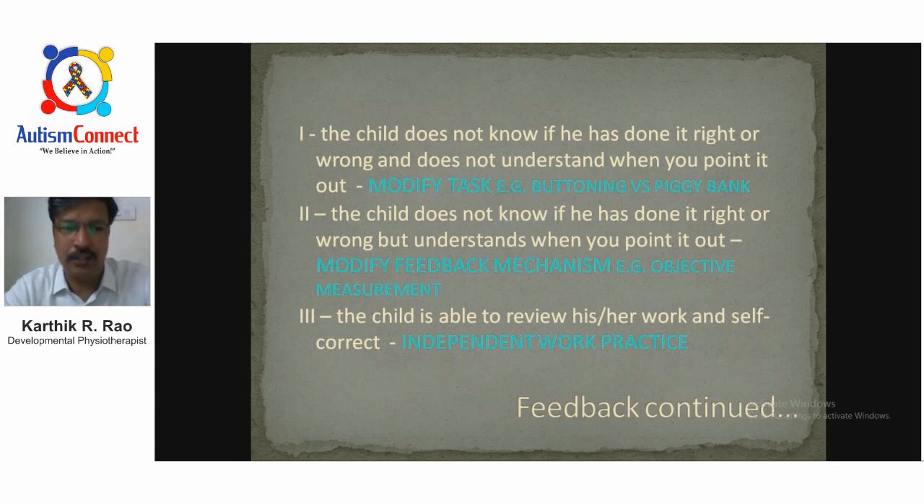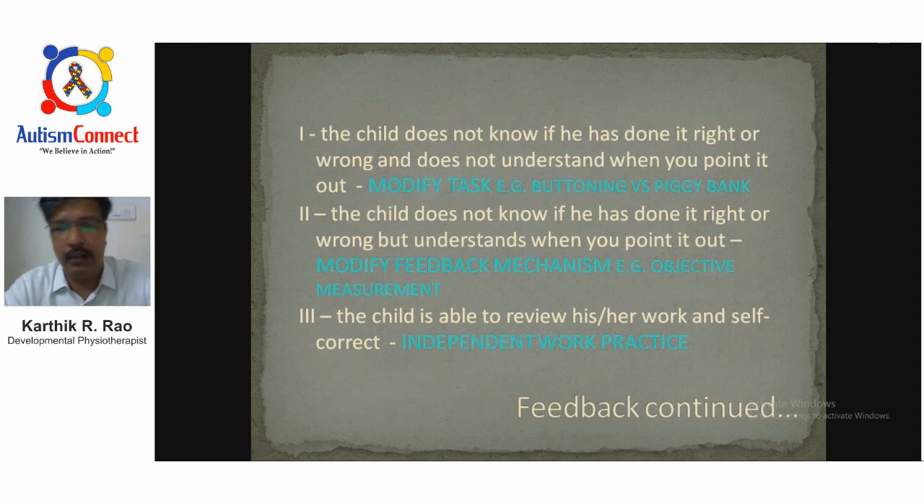In such a situation, the first thing you have to do is modify the task. So change the task. Don't give the same task because the child is not at a level of understanding the demands of the task. Example, if you're trying to do buttoning and the child is not looking at the buttonhole and trying to insert the button, instead of telling him to look down and concentrate on that, the first thing I would like to see is, can he put a coin inside a piggy bank? These two are very similar tasks, but putting a coin inside a piggy bank is much simpler and easier compared to buttoning. But if that skill is not achieved, I cannot go on to buttoning. So that is where I would like to start.